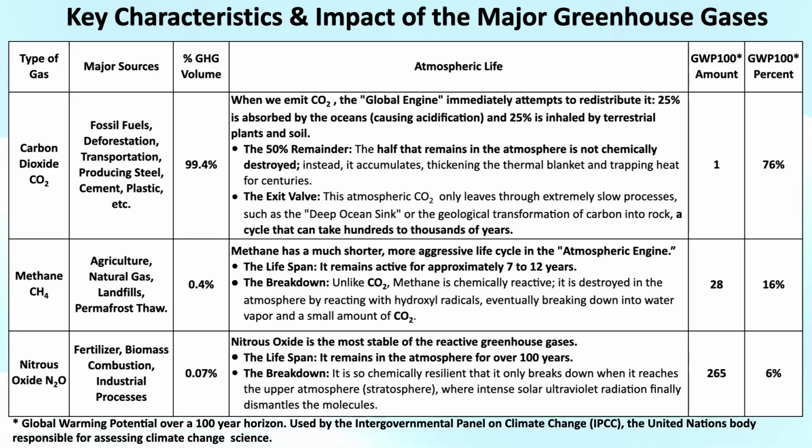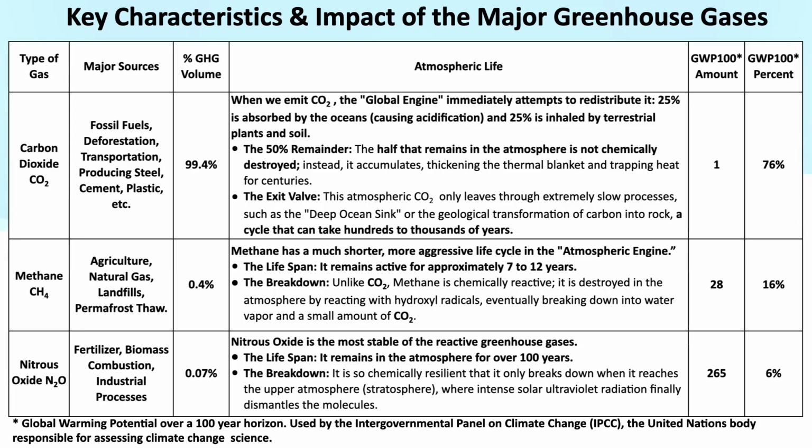Now, the one good thing about methane is that if we were able to eliminate methane getting into the atmosphere, that 16% impact would flush away in about 7 to 12 years. So that's a very positive sign with methane. The next one is nitrous oxide. Where does that come from? Well, from fertilizer, biomass, combustion, industrial processes, and things.